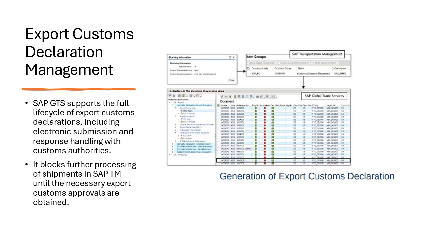So this image shows how SAP GTS generates export customs declarations based on data from SAP TM, showing the interaction between forwarding orders, freight orders and customs groups.